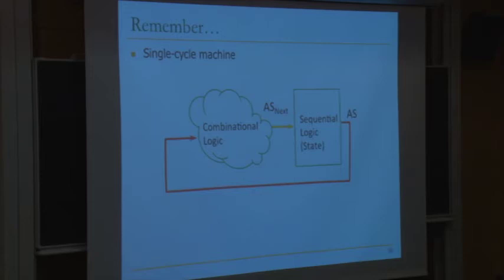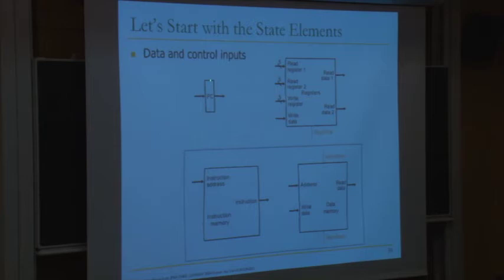Let's start with the datapath elements, the state elements. You have a program counter, a register file, and instruction memory and data memory. We're going to assume that these are kind of magic, because that's what single cycle machines are, in a sense. But hopefully this will be instructive still.